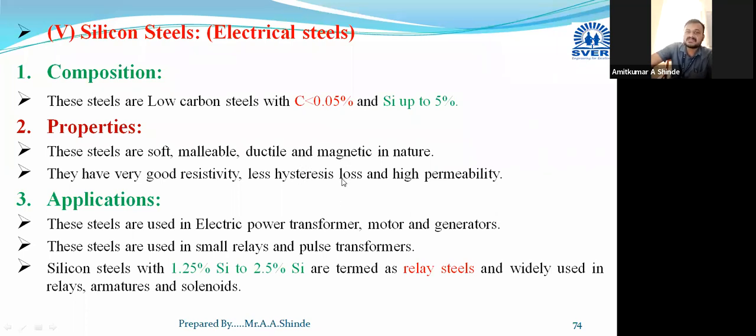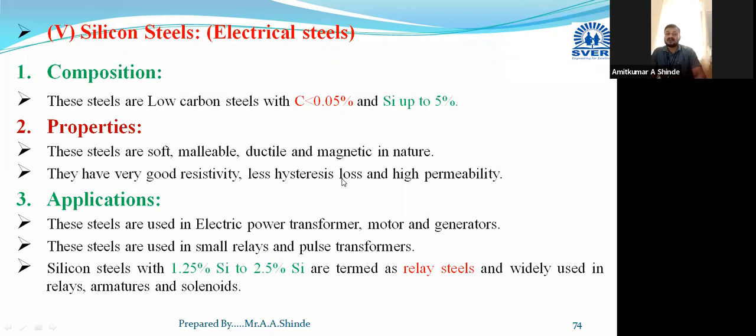What is the meaning of hysteresis loss? Whenever a material undergoes continuous magnetization and demagnetization, by applying and removing electric current continuously, that material or steel will get magnetized and demagnetized. During this continuous process, some amount of energy is lost in the form of heat. This will be termed as hysteresis loss.